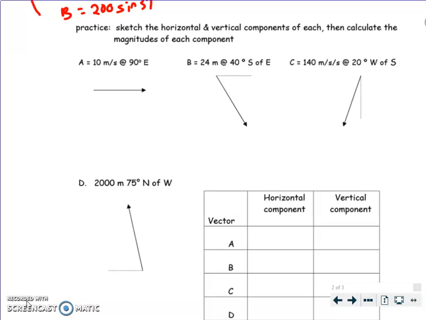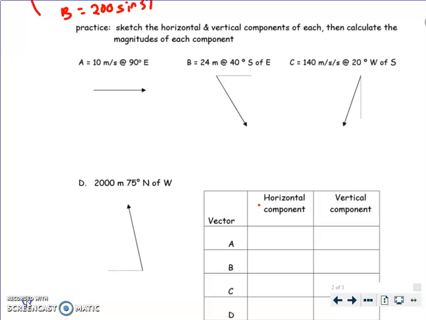You have to understand when I give you an angle and say south of east or north of west, where that is, and then you're just basically taking a vector, which is a hypotenuse of a right triangle, and just building a right triangle around it. And make sure you put arrows on that. That's a common mistake.